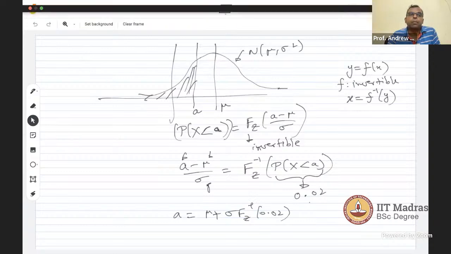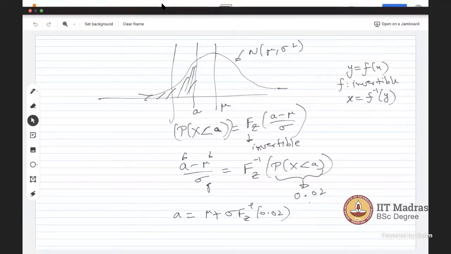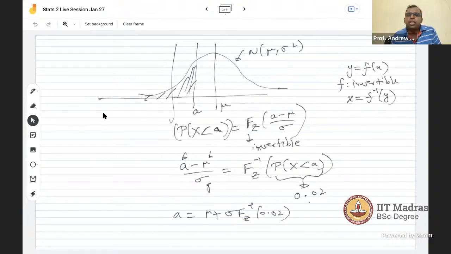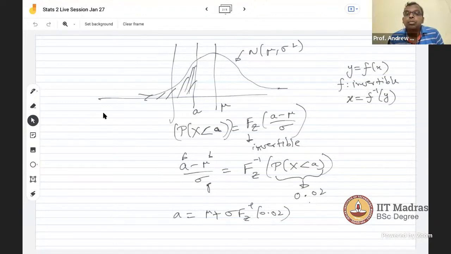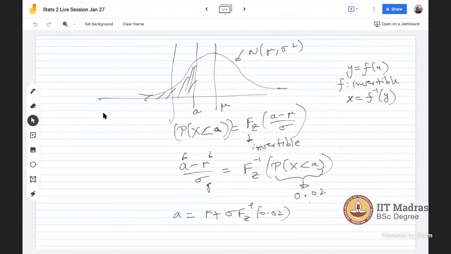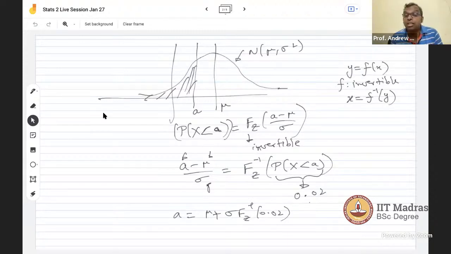Okay. But sir, the graph is not looking like it's invertible. Where do you see the graph of capital FZ? Have I drawn the graph of capital FZ? This is small fz, the density function. This is not the CDF. Remember, the bell curve is the PDF, the density function. It's not the CDF, capital FZ.